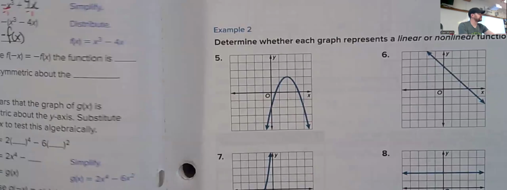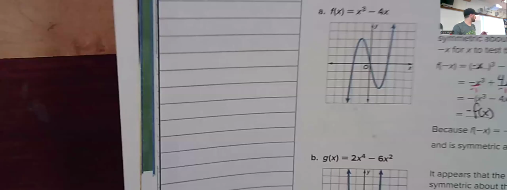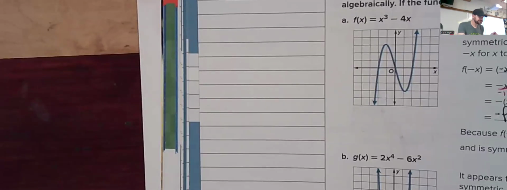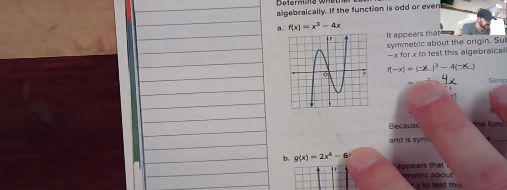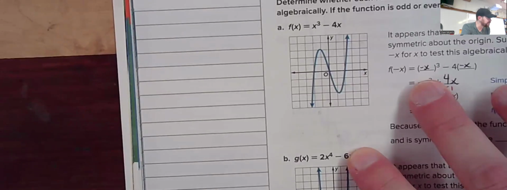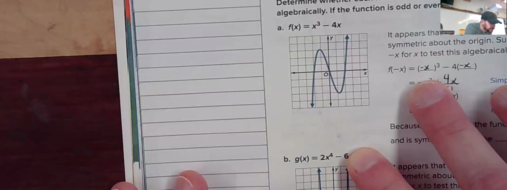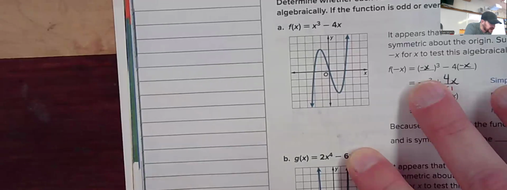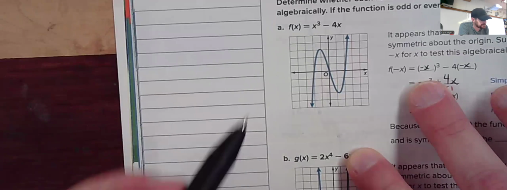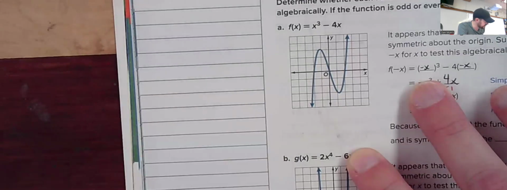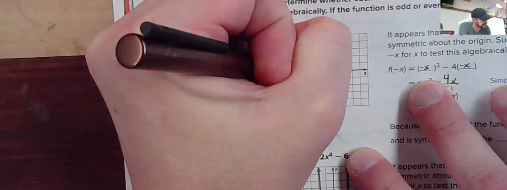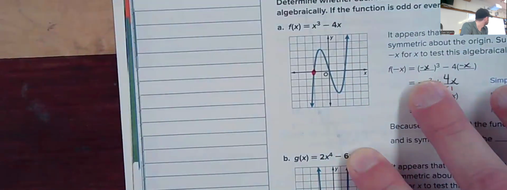Using numbers. Let's do this with numbers, so maybe it'll be a little bit clearer if you're having a little bit of trouble. Let's pick a point on this graph that is not in the middle of the graph. The only one that I can see that isn't in the middle of the graph is negative 2, 0. All right, so negative 2, 0.